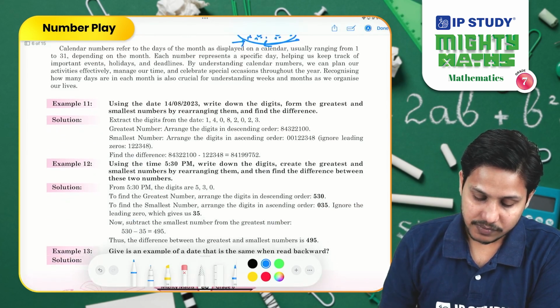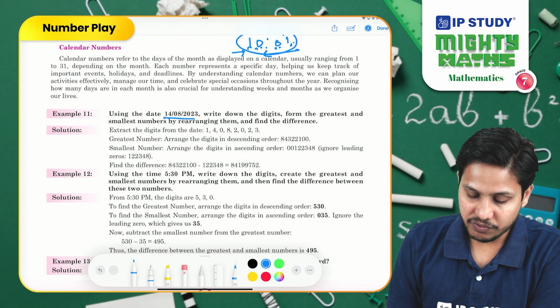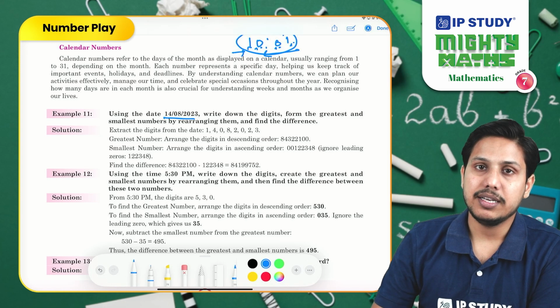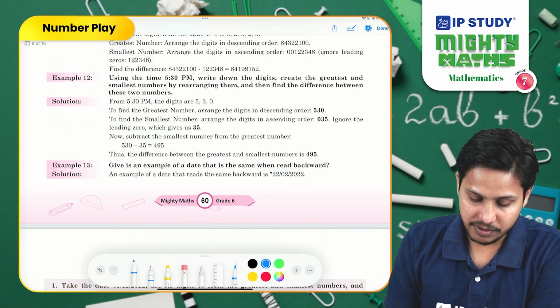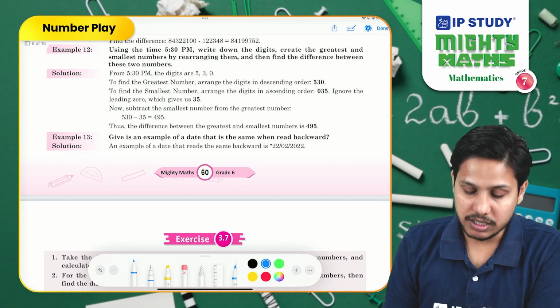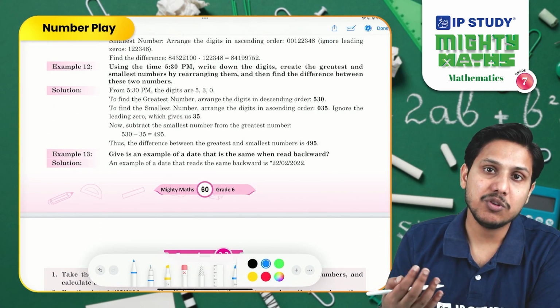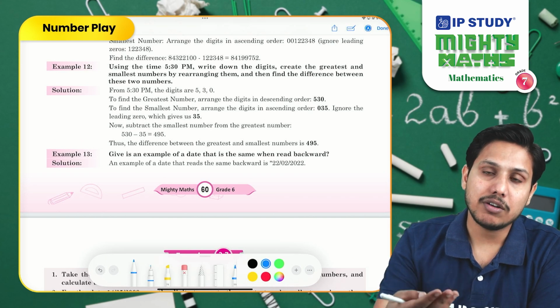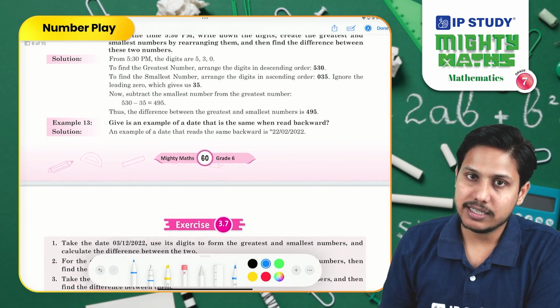Now, there are some times and dates using which you can make numbers of a certain number of digits. Here we have given an example like this. You can find the difference between the smallest and greatest number that can be made using the digits of the dates or times. So we can play and find patterns in these dates and times.